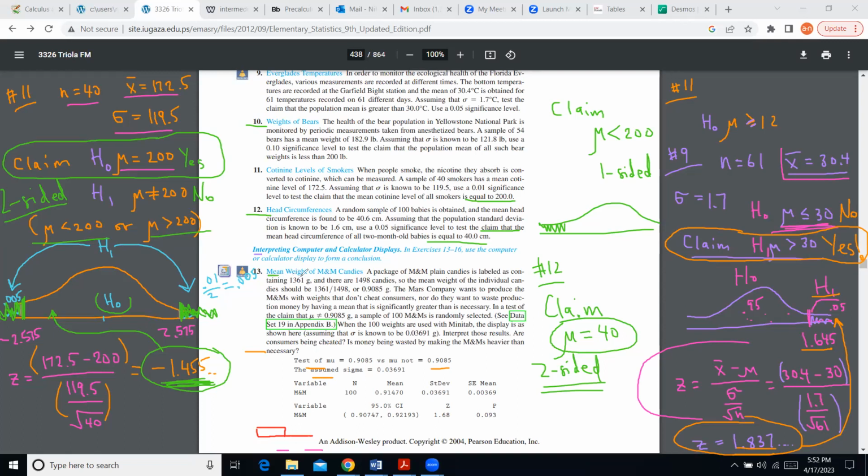Same with exercise number 13. Notice that claim says not equal. You see, in exercise number 13, we again have two-sided. I say, Alex, but it doesn't say equal. It doesn't matter. We have not equal. And not equal and equal, they both belong to two-sided hypothesis.